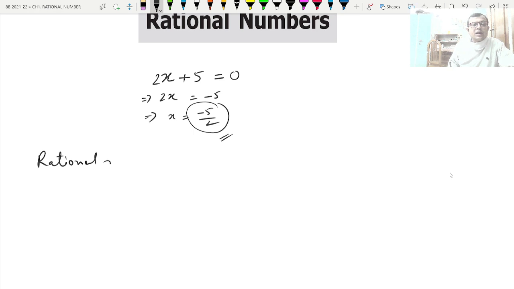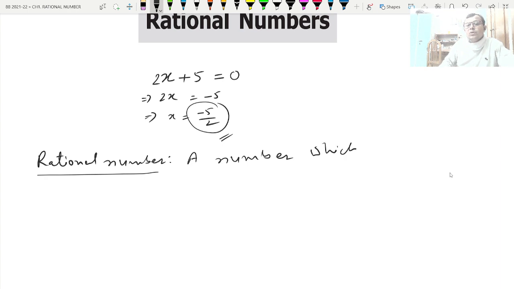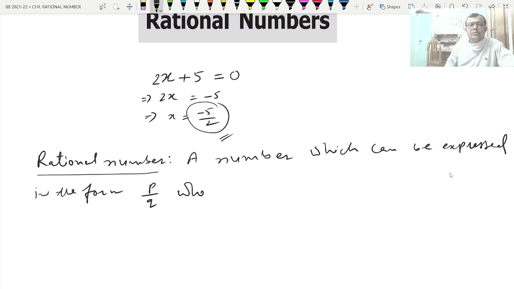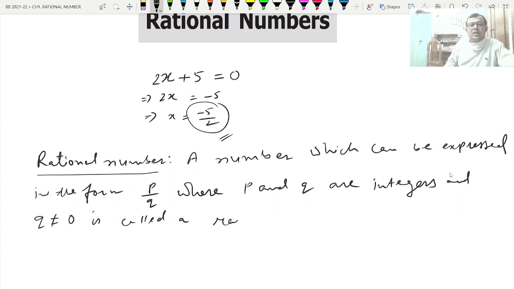Rational number. Okay, a number which can be expressed in the form p/q, where p and q are integers and q not equal to 0, is called a rational number. So a number here, this is p, this is in p/q form.